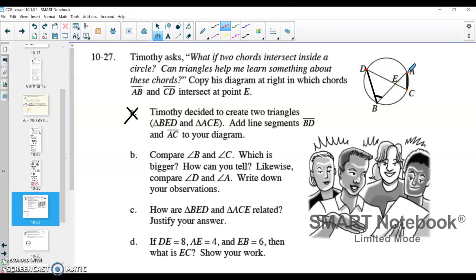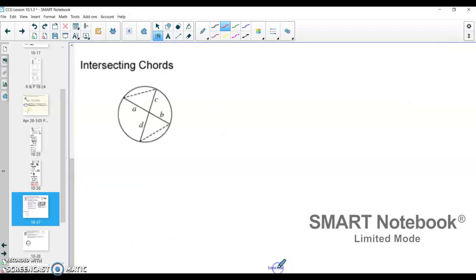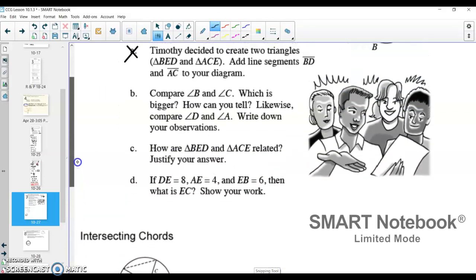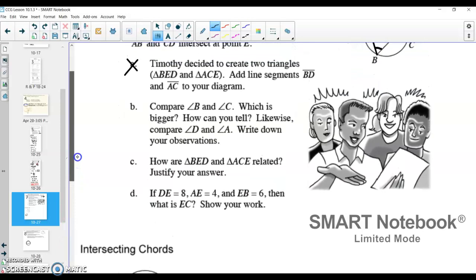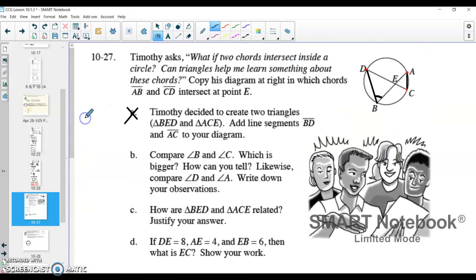So when you have two inscribed angles and they share the same vertices, which means they create the same arc, those two angles must be congruent. And so we can say for part B here, that angle B and angle C are congruent, or angle B equals angle C, because they're both inscribed angles that share the same vertices.